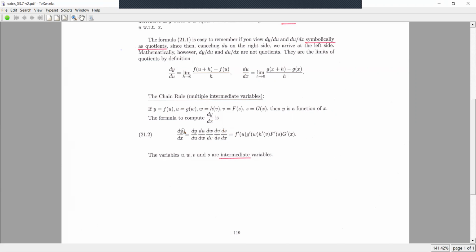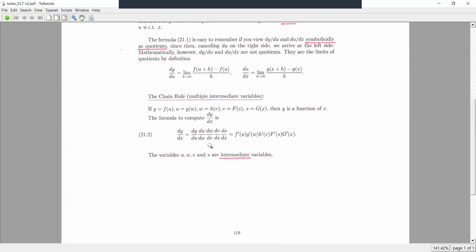The formula is dy/dx is equal to dy/du. dy/du is the derivative of this function times du/dw. du/dw is the derivative of this function times dw/dv, derivative of this function, times dv/ds, derivative of this function, times ds/dx, derivative of this function.